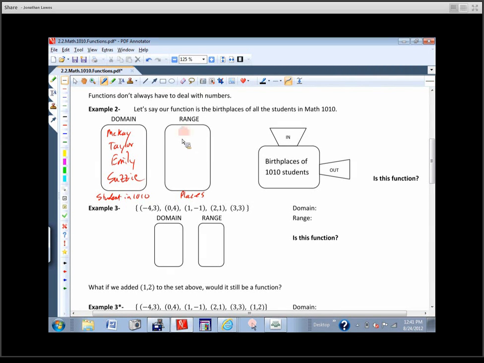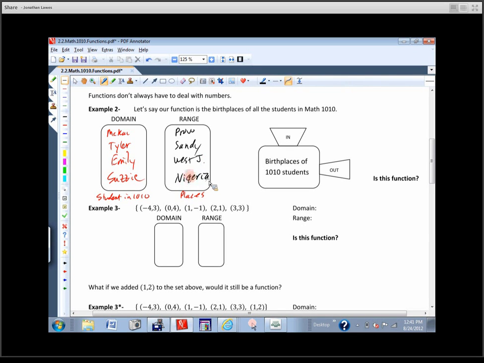So now over here, I'm going to write down, let's see, McKay, where were you born? Provo. Okay. Taylor, where were you born? Tyler. Oh, Tyler. Sorry, Tyler. Sandy. Emily. West Jordan. And Susie. Nigeria.